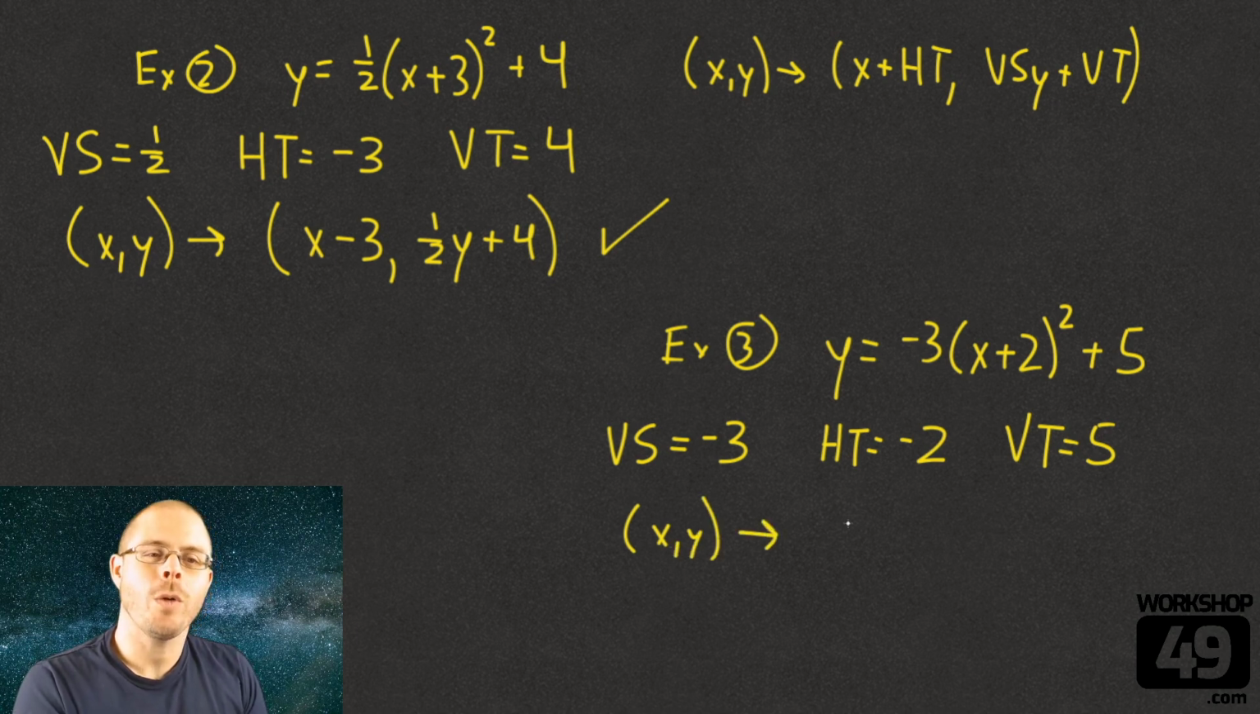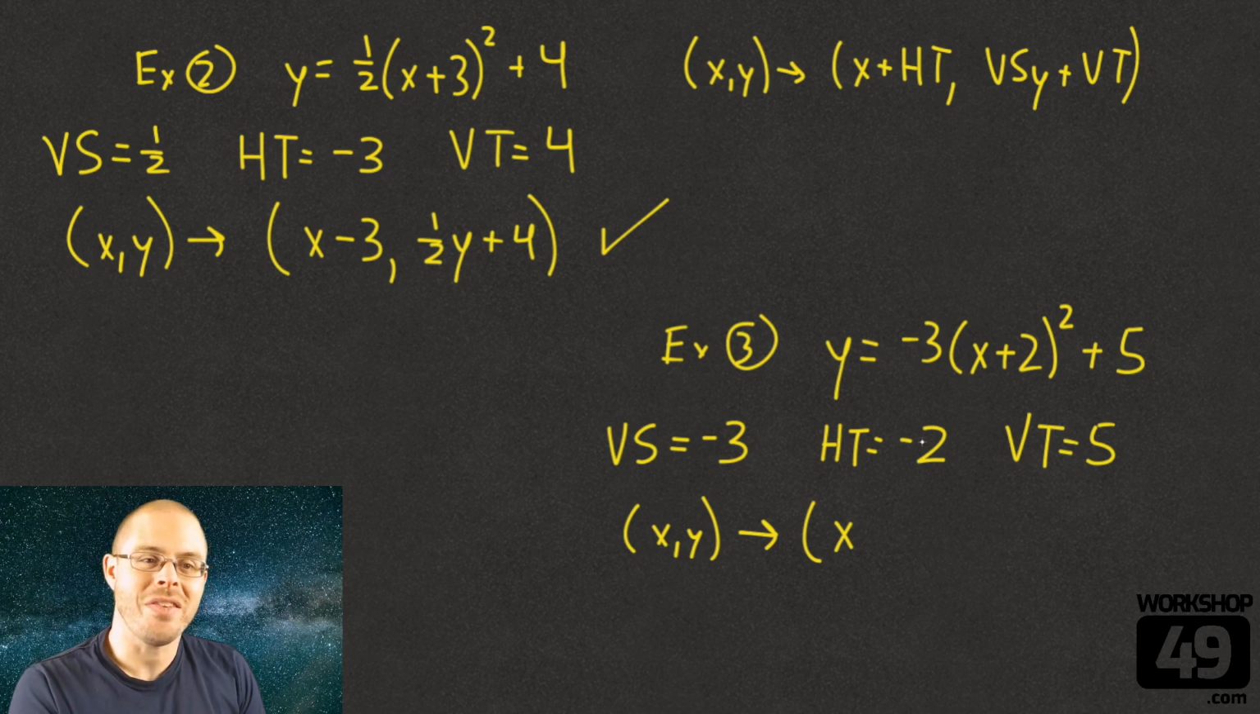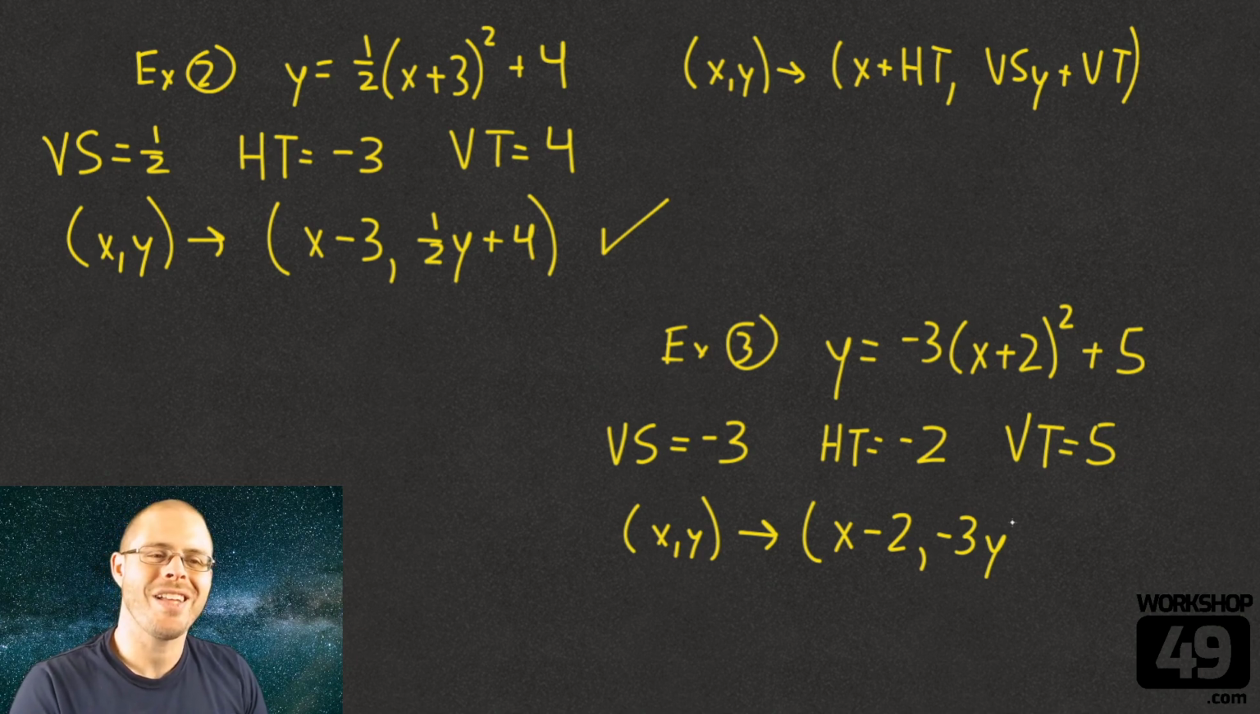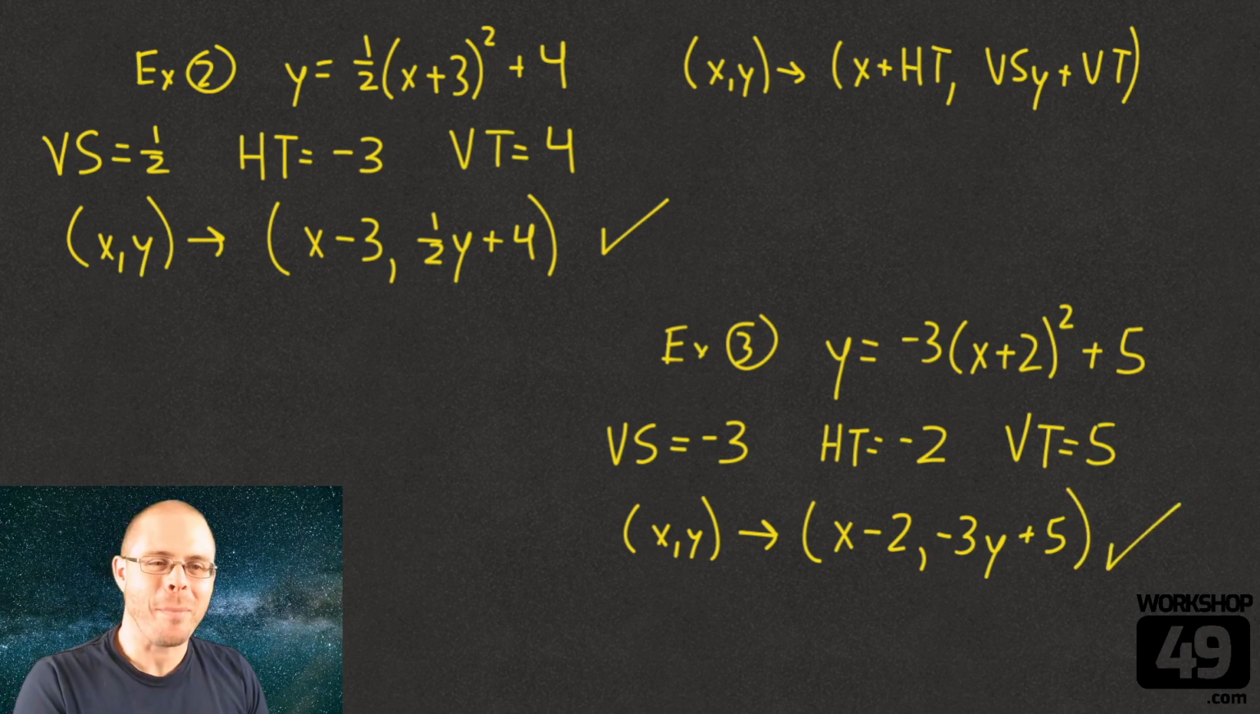x comma y will be transformed into x plus our ht, in this case it's a -2, so x minus 2, comma. Our vertical stretch times y. Our vertical stretch is -3, so that's a -3y. We finish this off by adding the vertical translation, which is a plus 5. That was sped up, but now we can get mapping rules.